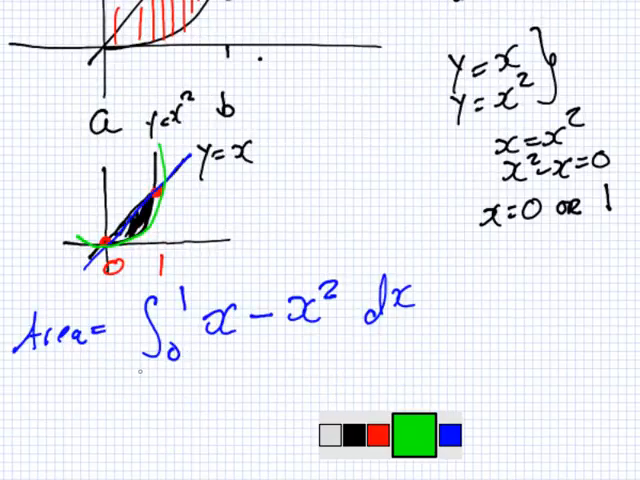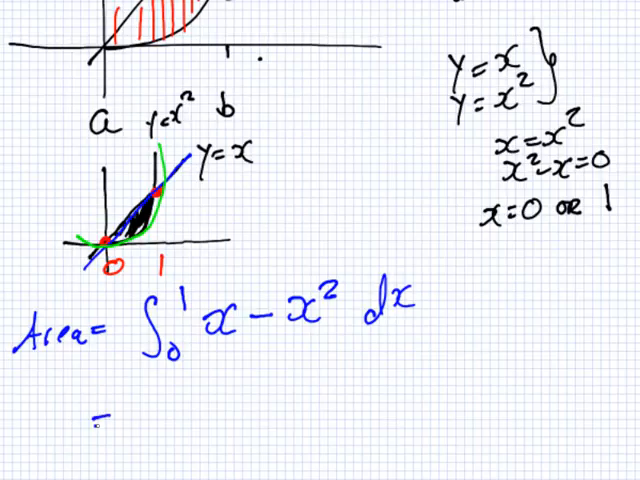But sometimes we don't have a graph, so you need to know which one is higher. If you don't have a graph, you might have to do a quick graph to get an idea, to see which one is minus the other one. Which is higher? X, yes.